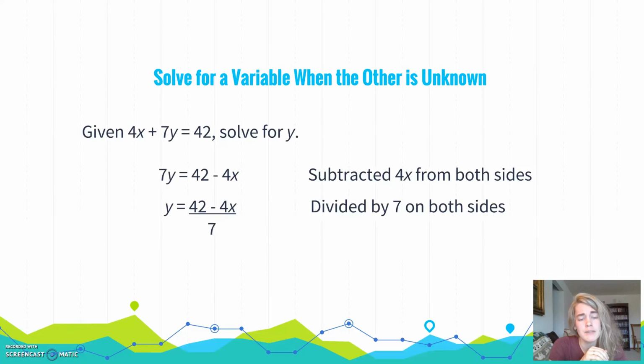It looks kind of ugly. It can be simplified a little bit here and there, but that's your general idea for how to move stuff around. So that 4 and the x just moved as a whole from one side to the other, and then we got rid of the 7.